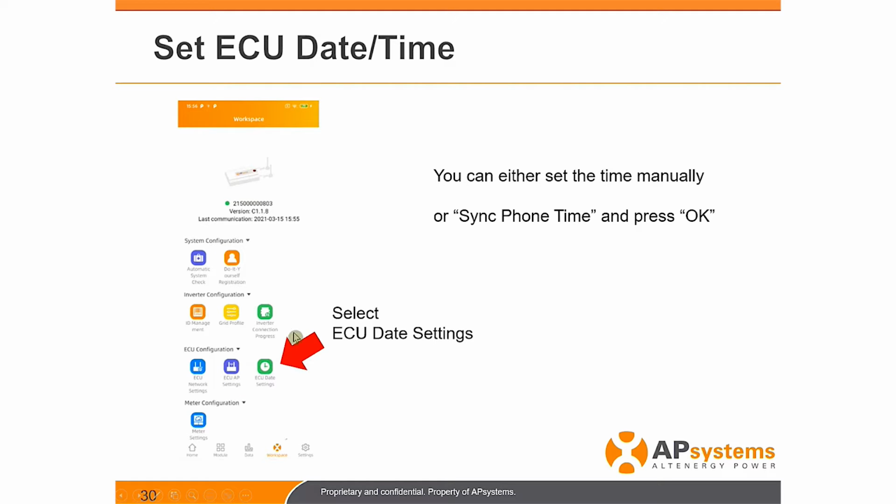Quite straightforward. On the workspace page, you go to ECU date settings. And then I didn't get a page for the next page, but it just basically is simple. It's just a page where you put in the time, or there's a button called sync phone time. So obviously if the installer is local, like if it's in Melbourne and you press sync and the customer's in Melbourne, it will obviously sync the Melbourne time, or if it's in New Zealand or wherever you are. Okay, so that's the quickest way. So once you press OK, this device will just sync.